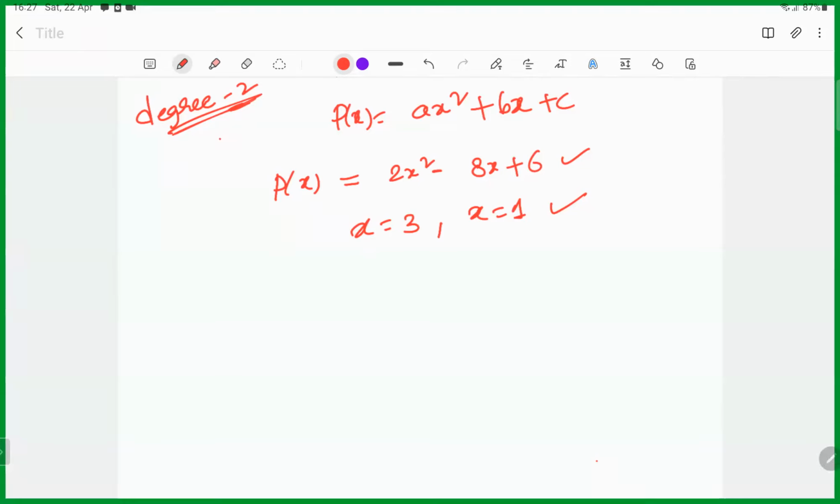So I'm giving one more. Prince, do it. Yes, sir. We have p of x equal to 3x square plus 5x minus 2. Correct. Second one. So yeah, Rohit, can you come here and do it for the first one?